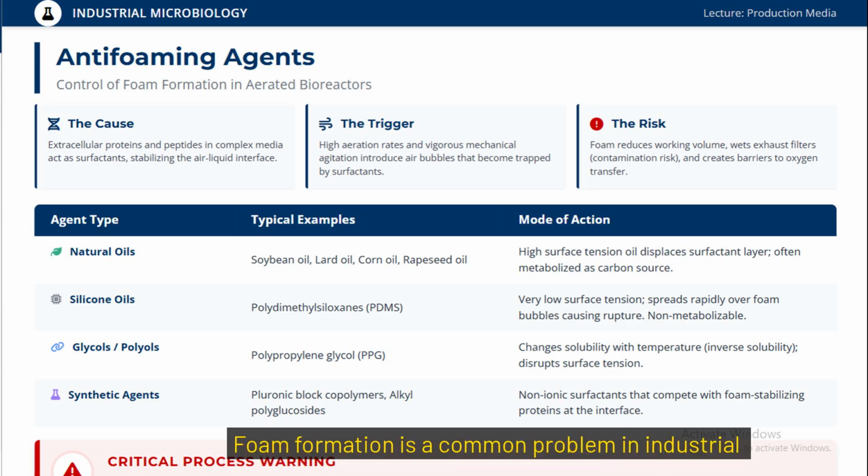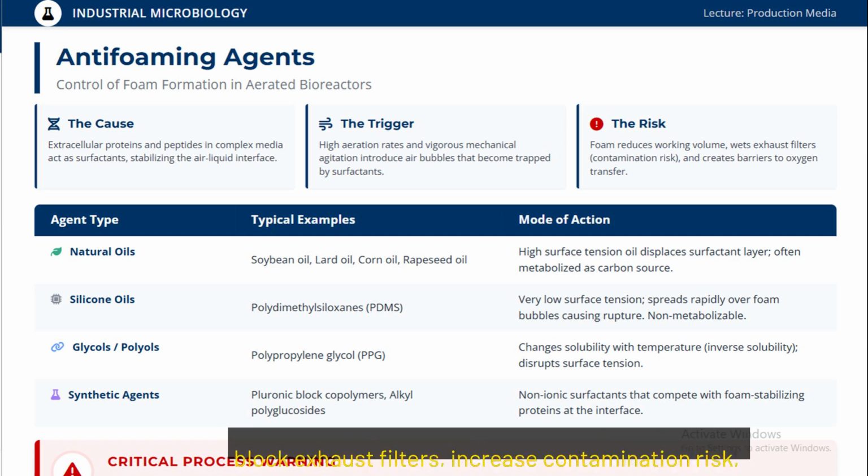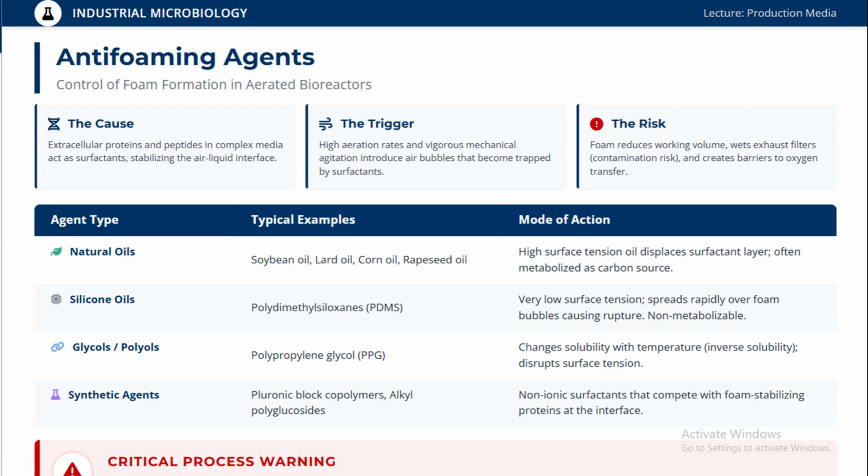Foam formation is a common problem in industrial fermentations, especially in highly aerated and agitated systems containing proteins, peptides, surfactants, or cell debris. Foam is not just a visual inconvenience. It can reduce working volume, block exhaust filters, increase contamination risk, cause loss of cells and medium, and interfere with process control.